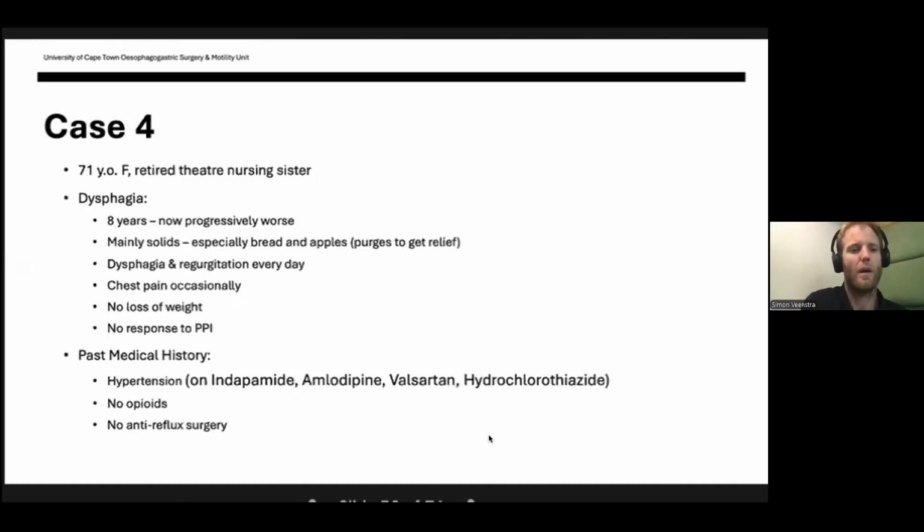Alrighty. So our fourth case is a 71-year-old lady. She's a retired nursing sister. She's had long-standing dysphagia, which is now progressively getting worse. It's predominantly to solids, particularly bread and apples, and occasionally she needs to purge to get relief of that feeling. She has dysphagia and regurgitation every day, with occasional chest pain. She's got no loss of weight, and there's been absolutely no response to PPIs. She's hypertensive on several antihypertensives. Importantly, no opioids, and she's had no history of anti-reflux surgery.